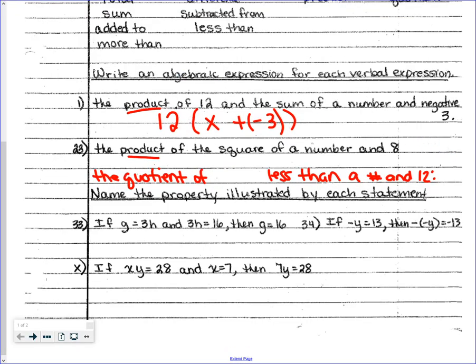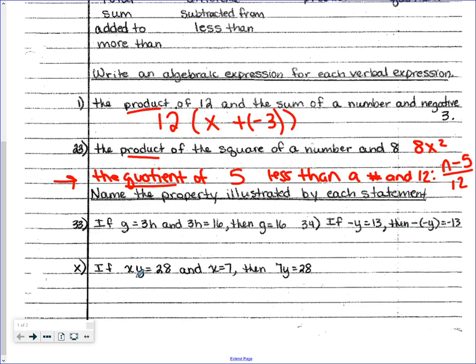So my answer to this one was 8x squared. The next question: the quotient of 5 less than a number and 12. Quotient means division, right? So it's the division problem of 5 less than some number and 12. I'm going to draw a division sign. 5 less than some number is my numerator, and 12 is my denominator. If they say 5 less than a number, that's n minus 5.